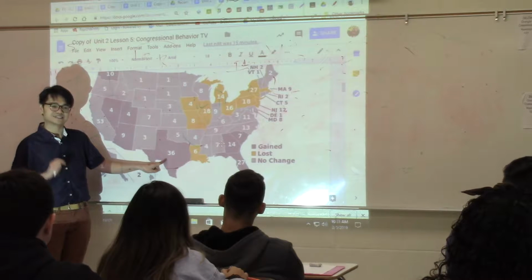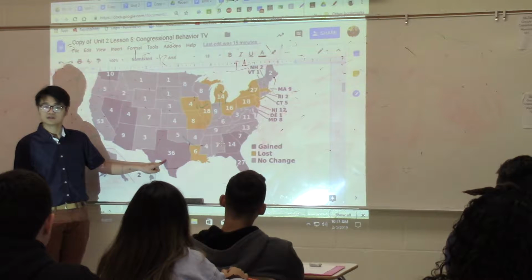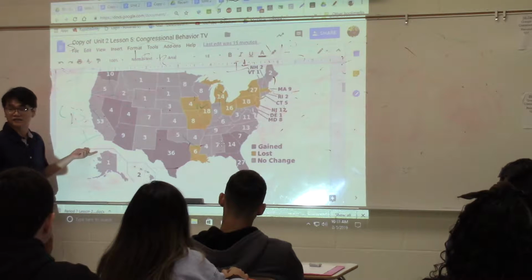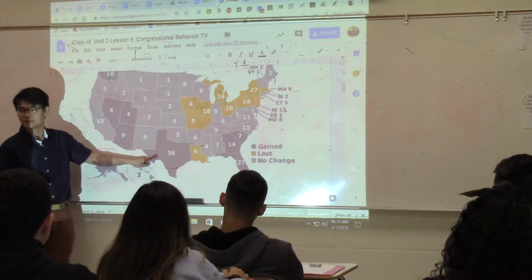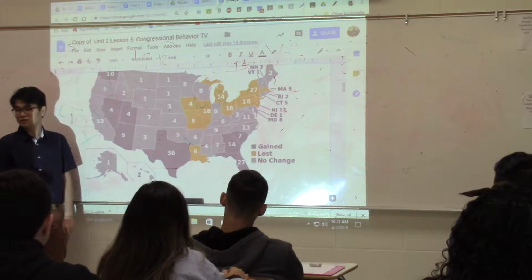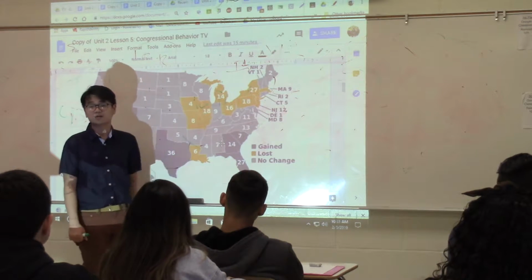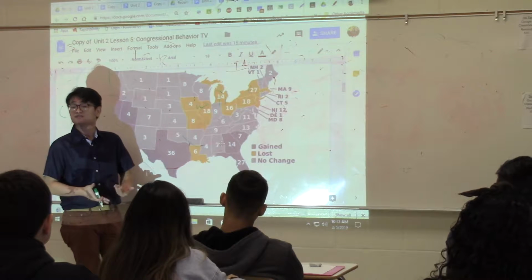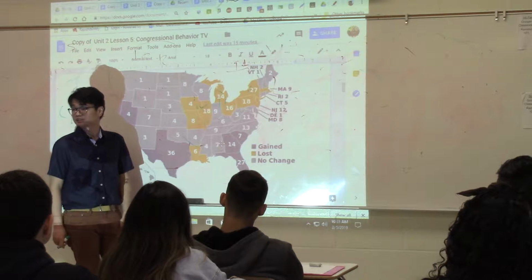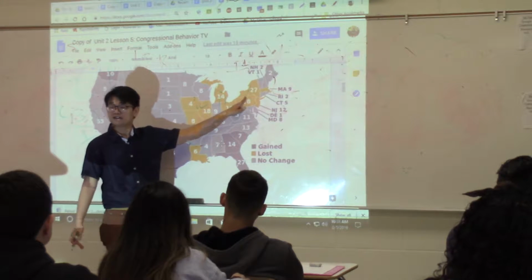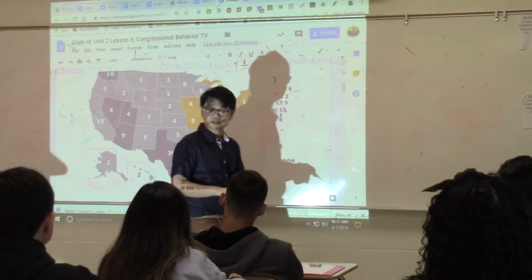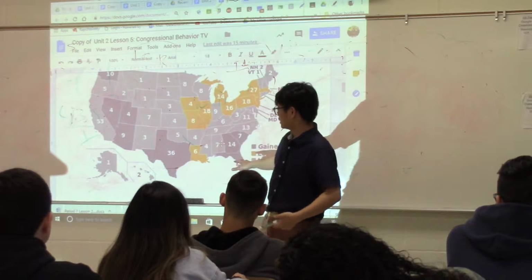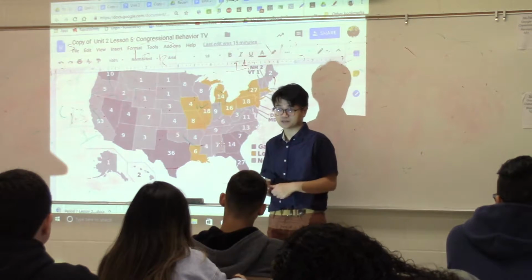But if one state gains a seat, that also means what? There's a constant number of 435 members in the House of Representatives, 435 seats available. If one state gains a seat, another state will lose one. These states in yellow lost seats from 2000 to 2010 because their population didn't grow as fast as these states in blue. New York, which used to have the largest membership in the House, has constantly been losing seats because it's not gaining as much population as these western and southern states.